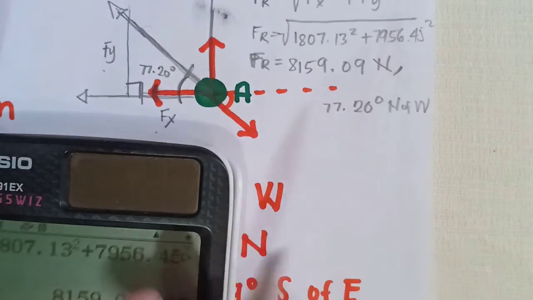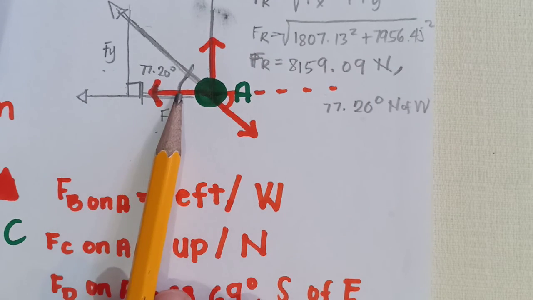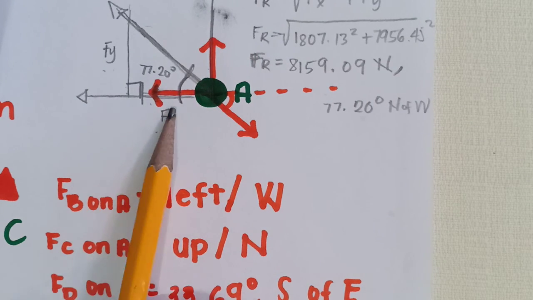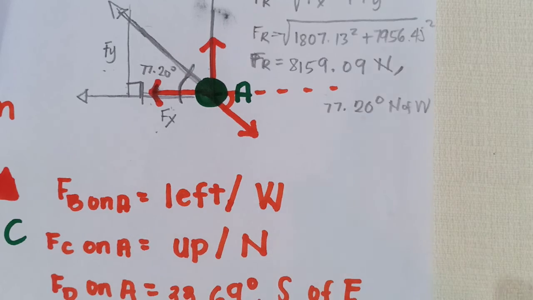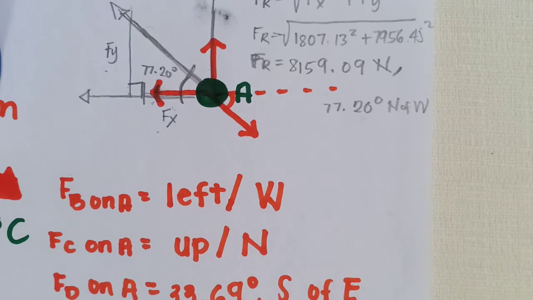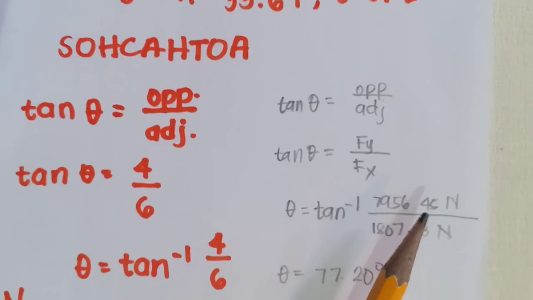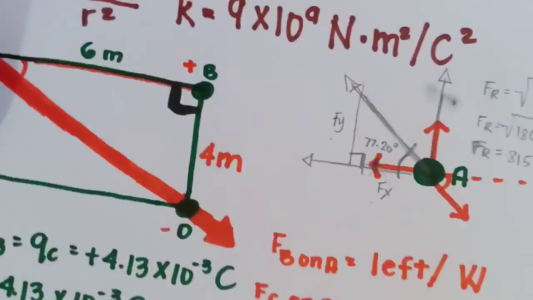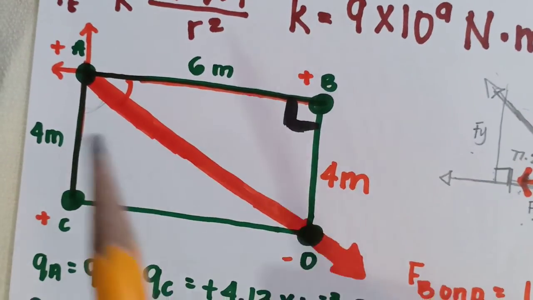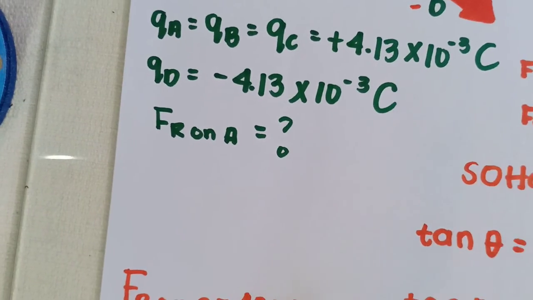But you can skip this process of looking for the angle if the problem does not ask for the angle. But if it does, then that was the process using SOHCAHTOA. So that's it for Coulomb's law and for this problem, looking for FR on A and its angle.